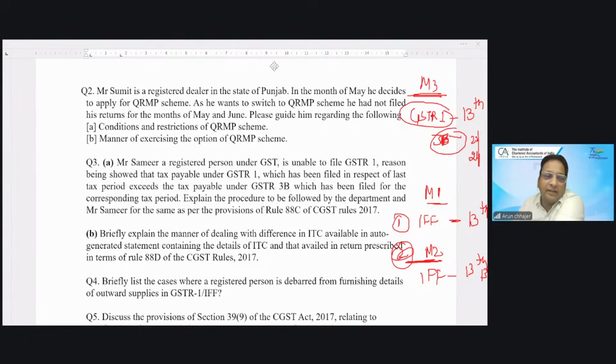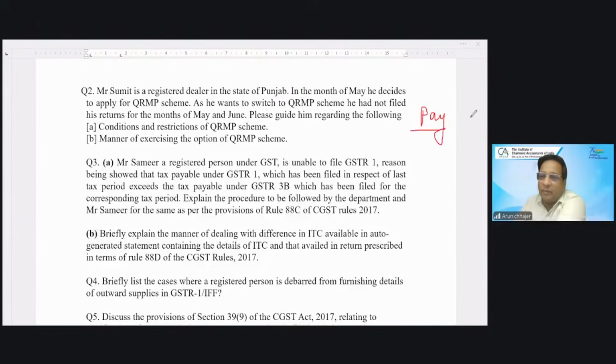Now you also tell, what about the payment of tax? Do they need to pay the tax quarterly or monthly? नहीं बेटा, गायत्री बेटा, the due date is 13th in case of QRMP. ठीक है? For IFF and GSTR1. So tax will be paid on monthly basis.